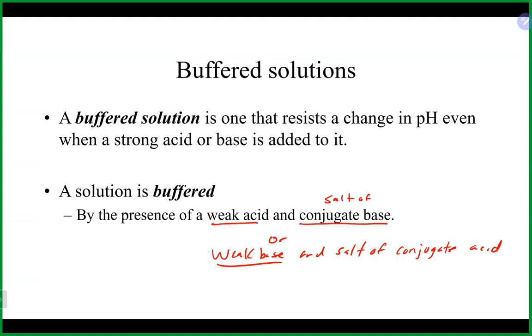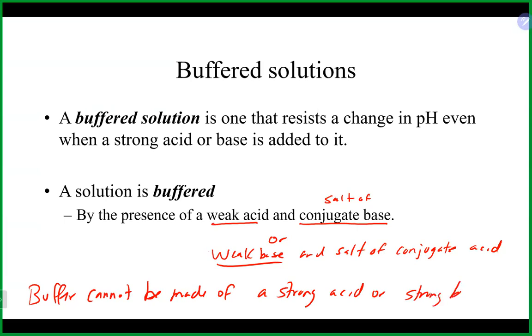One thing that a buffer cannot be made out of is a strong acid or a strong base. There is no way for a buffer to be made out of those 2 things. It has to be a weak acid or a weak base in order to allow the buffer to function correctly. So why is that?